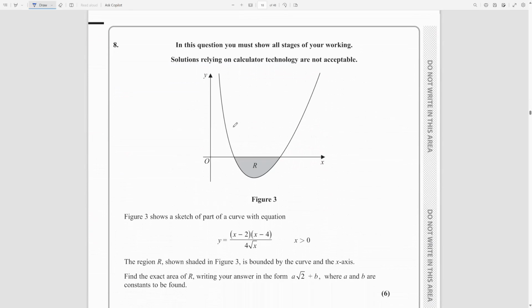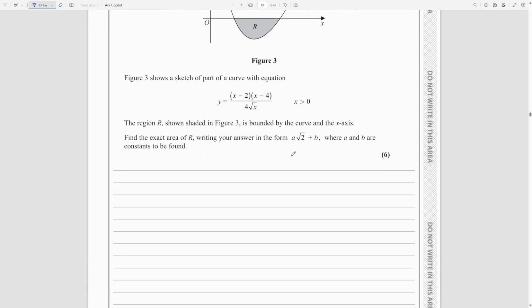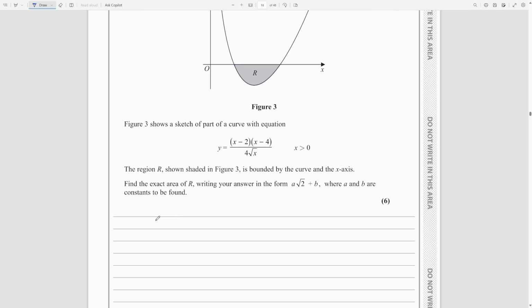Okay, question 8. Figure 3 shows a sketch of part of the curve with equation y equals (x minus 2)(x minus 4) over 4 root x. The region R, shown shaded in figure 3, is bounded by the curve and the x-axis. Find the exact area. Okay, so we're going to use integration here, but we'll need to know our limits. Our limits are the roots of the equation. So the first thing I can do is just find, or really just state the roots.